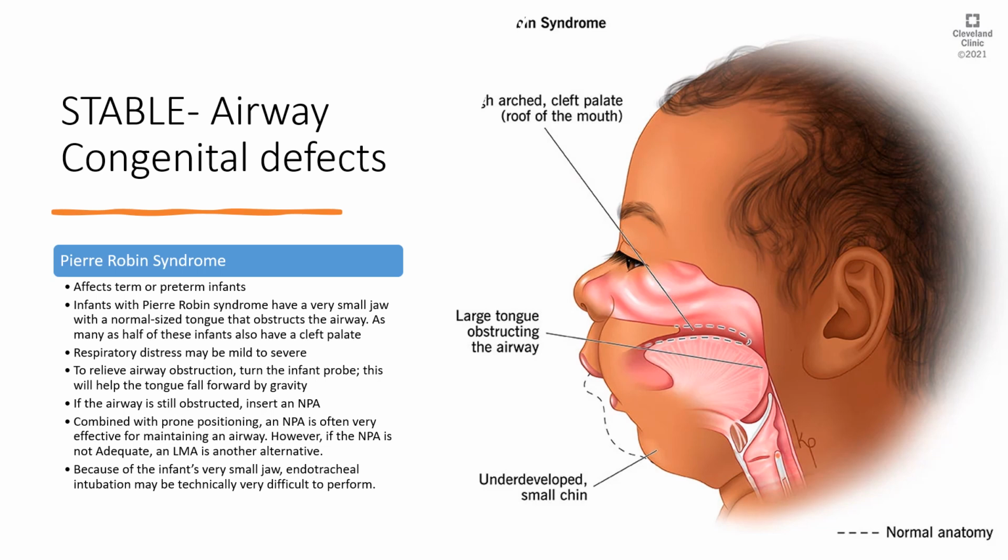Respiratory distress may be mild to severe. Turn the infant prone. This will help the tongue fall forward by gravity. If the airway is obstructed, insert an NPA. Combined with prone positioning, an NPA is often effective for maintaining an airway. However, if NPA is not adequate, LMA is another alternative. Because of the very small jaw, endotracheal intubation may be technically very difficult to perform. Probably try not to intubate these kiddos if we can help it. See if we have a supraglottic airway. If we need to try, go for it. But it's going to be a hard one.